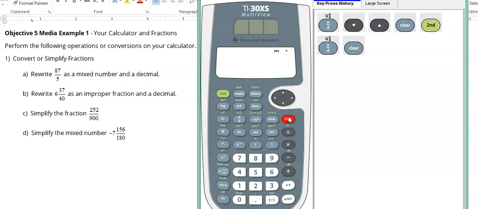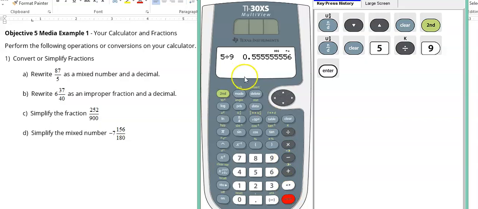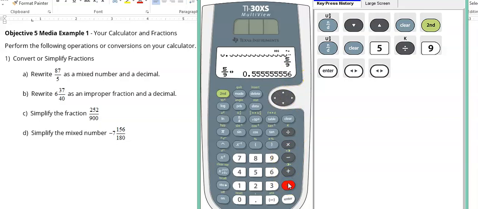You can also, if I do 5 divided by 9, that's equivalent to the fraction 5/9. There's a decimal, and this toggle button will take you back and forth between simplified fractions and decimals. So if I hit it once, there's the fraction. If I hit it again, it'll give me the decimal.